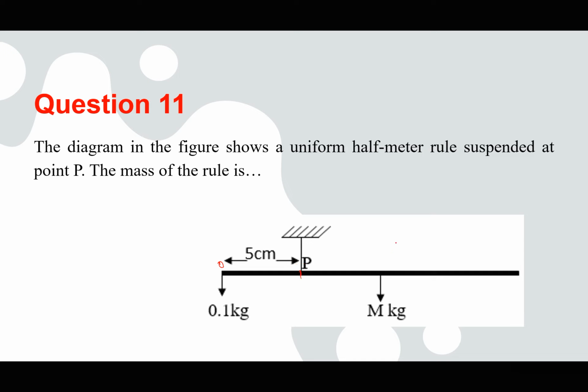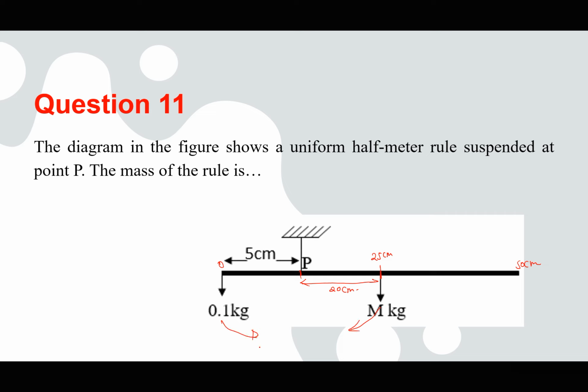Because it's a uniform half-meter rule, we can assume that its mass acts at the midpoint. So this is going to be the 25 centimeter mark, and this is the 50 centimeter mark. So the distance from the turning point is going to be 25 minus 5, which is 20 centimeters. So M is causing a clockwise moment, 0.1 is causing an anti-clockwise moment.